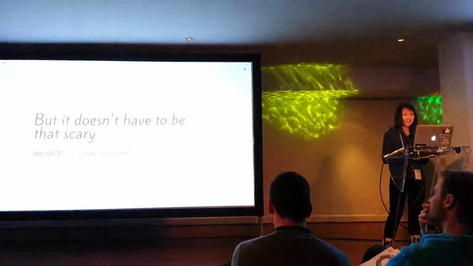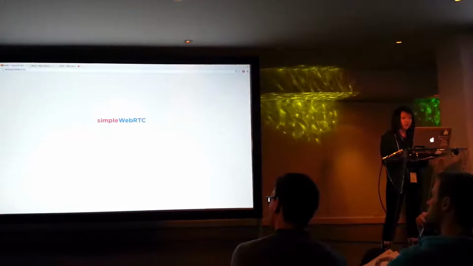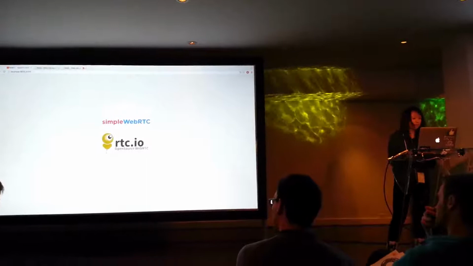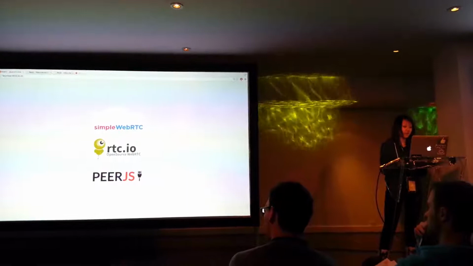And despite all the scary things I've just shown you, there are a few libraries out there that will make your life easier. So there's simple WebRTC, which provides a nice API for making media calls. There's a newer one called RTC.io, which is a bunch of smaller modules to facilitate media and data calls. And I haven't really looked closely at this one myself, but it should be fine. And there's PeerJS, which is a library that I maintain. And it provides basically an abstraction layer over peer-to-peer data and media, as well as a server component and a cloud server if you don't want to run your own.